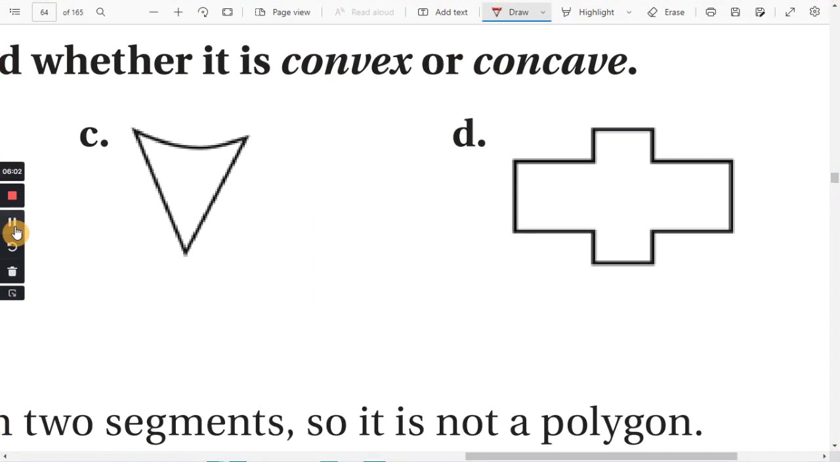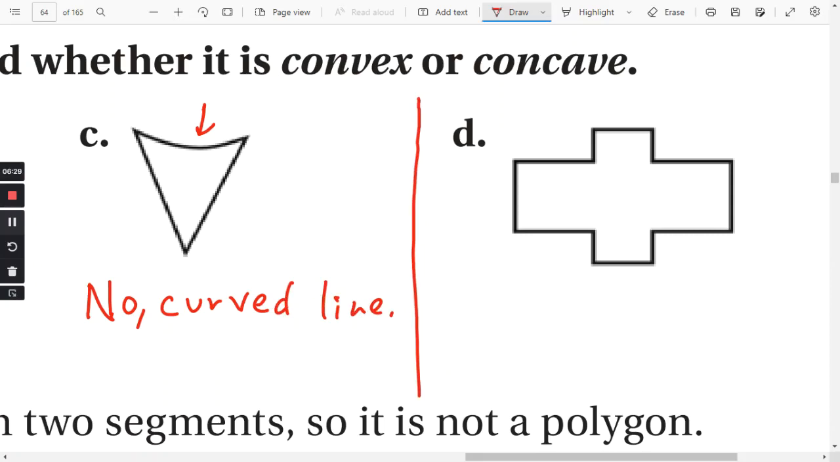Okay, please try C and D. State if it's a polygon and then convex or concave. Okay, figure C. That is a no. All right, you see this one right here. That's a curved line. Can't have that. Okay, so that's definitely a no.